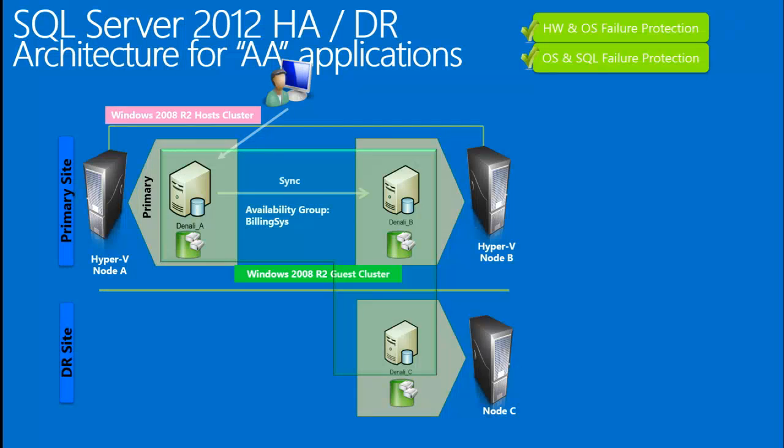and 2 secondaries set up on Denali B and C. Because the first 2 nodes, A and B, are on the primary side, the network connection is very, very fast, so we set those up as a synchronous connection. The third node is on our DR side, so we still have a fast network connection, but we decided to use asynchronous so it doesn't impact the performance of the application. So this is today's production environment, and we've been running SQL 2012 on Hyper-V Windows 2008 R2.